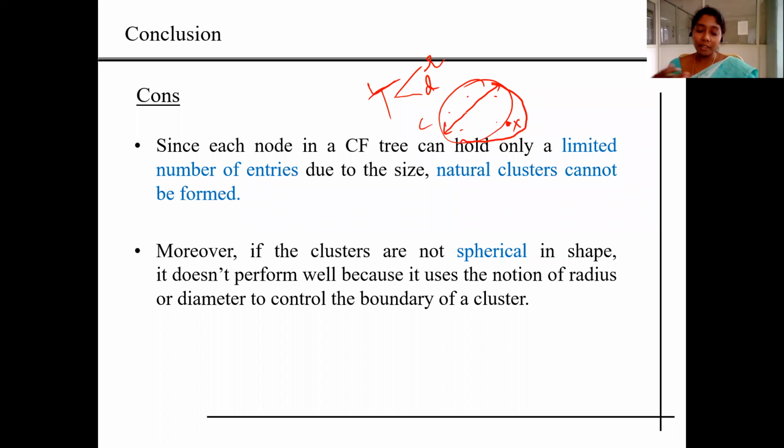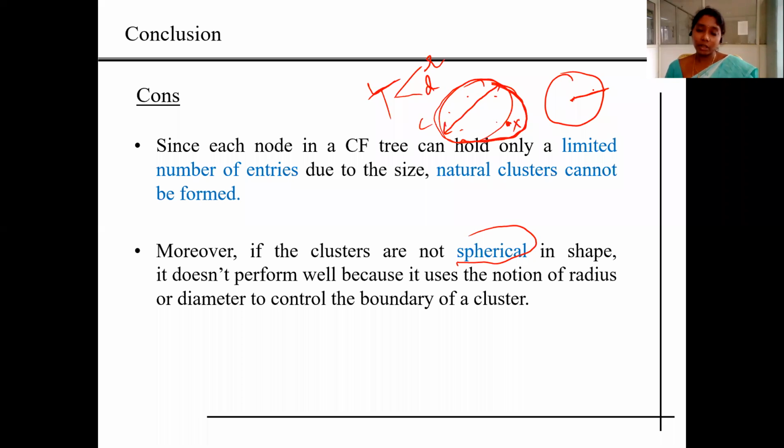That is one drawback. Another drawback is that it only forms spherical shaped clusters. It cannot form arbitrary shaped clusters. Arbitrary in the sense, here is X, it cannot form a cluster like this. Shapeless, it cannot form shapeless clusters. It only forms round shaped clusters. Why? Because it follows some radius. If you have a radius, you can draw a circle with it. That means it is only going to form spherical shaped clusters, not arbitrary shaped clusters.